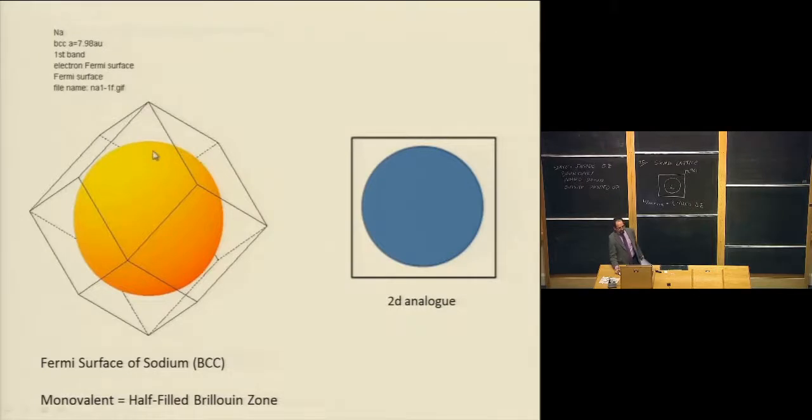Sodium is a BCC material, so its Brillouin zone is this funny shape. It's a rhombohedral dodecahedron or some strange shape like that. But inside it, filling exactly half of the volume, is a spherical Fermi surface, which tells us that sodium is nearly a free electron system because its Fermi surface is almost perfectly spherical.